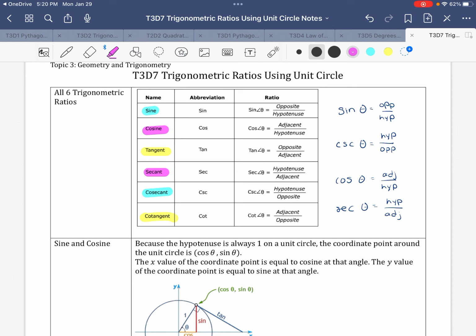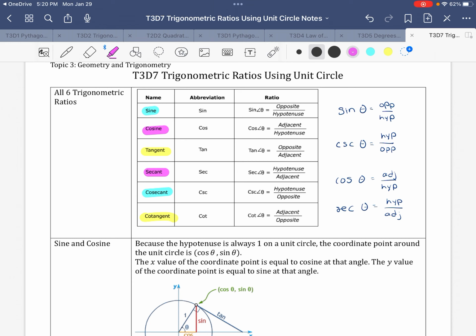Okay, we went over this already when we talked about the unit circle, but since the hypotenuse on our unit circle is always 1, the coordinate points around our unit circle is always cosine, then sine. The x value of our coordinate plane is equal to the cosine at that angle, and the y is equal to the sine at that angle. And we can just go through a quick example.